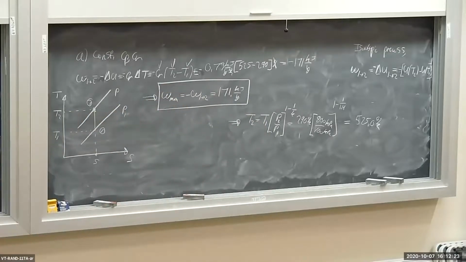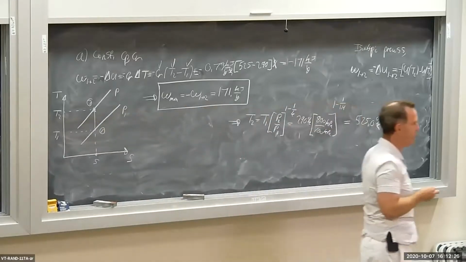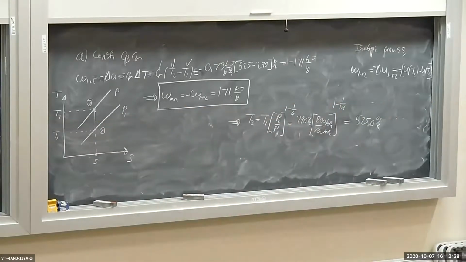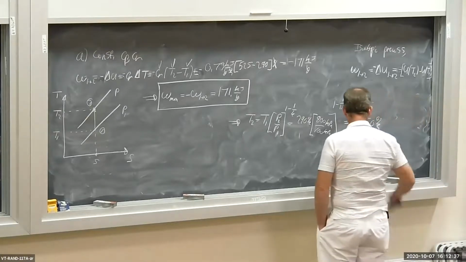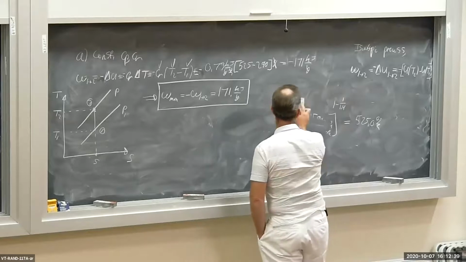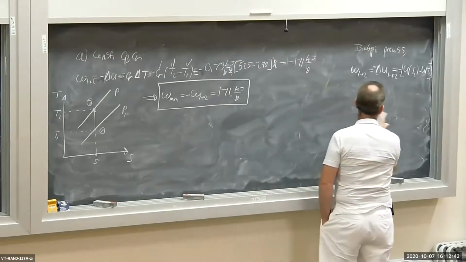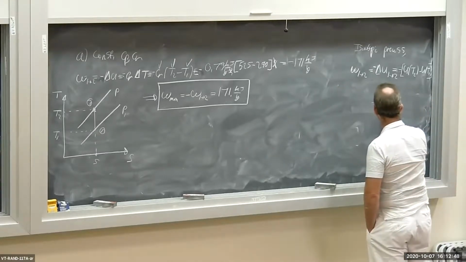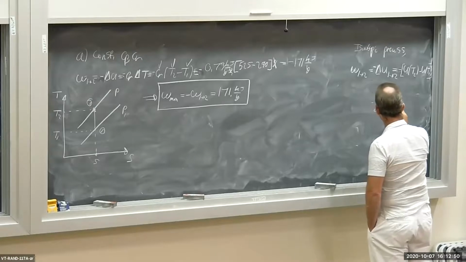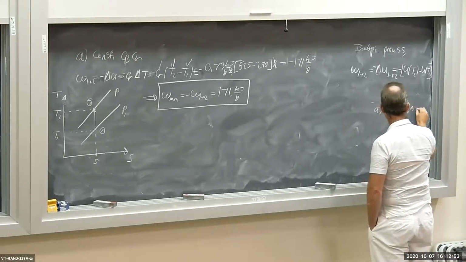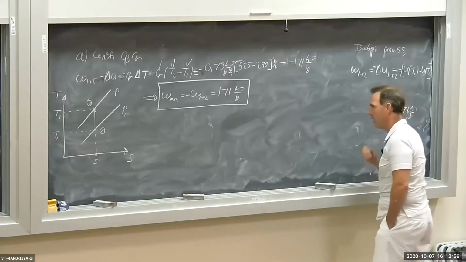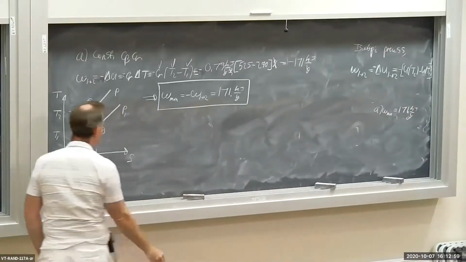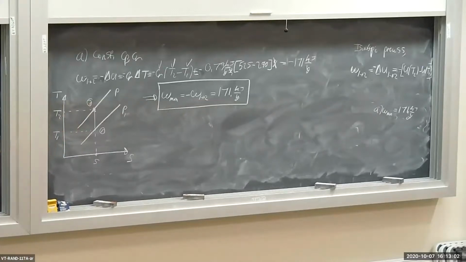Reversible compression is adiabatic. The minimum work is 171 kilojoules per kilogram to compress the air up to 800 kPa. All right? So that's for constant specific heat. So in fact, right over here, I'm going to write that result. So for part A, W min is 171 kilojoule per kilogram. We're going to compare our result for variable specific heat next. Okay?